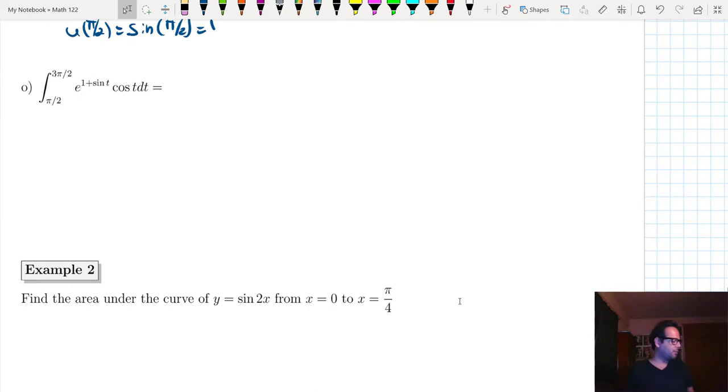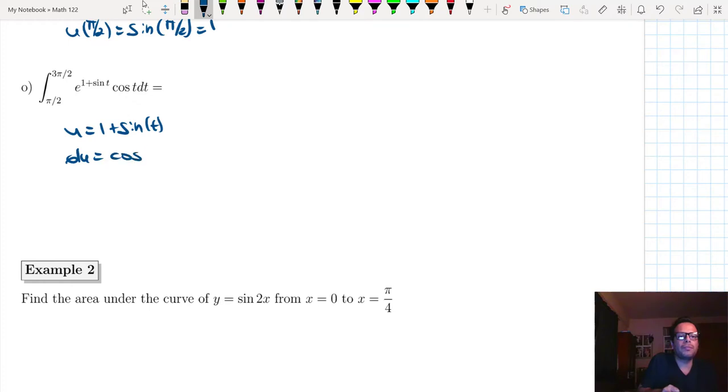Let's do another one. Let's do the last one. A couple more to go. And so notice again, 1 plus sine t has cosine t as its derivative, so that's going to be very helpful for taking u equals 1 plus sine t. So du will be cosine of t dt.